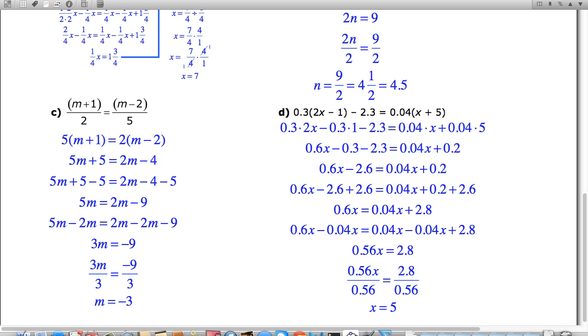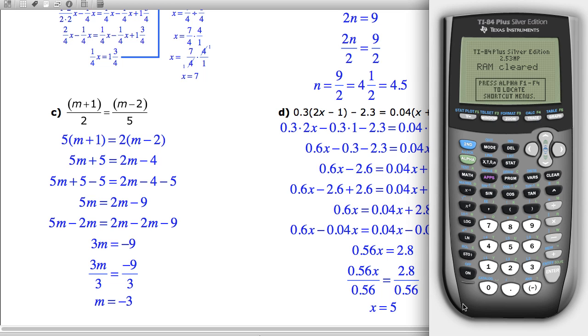Now, if you're not sure if you have the right solutions, remember that you can always use your calculator to check. So for instance, if I go to part C and I want to check that answer, I can simply plug in negative 3 for m, plus 1, and we're going to divide by 2. That calculates the left-hand side of the equation. You can also calculate the right-hand side of the equation by doing negative 3, take away 2, and dividing that by 5. And again, I get negative 1. This shows that the left-hand side and right-hand side are equal for m equals negative 3, which means I have a valid solution.